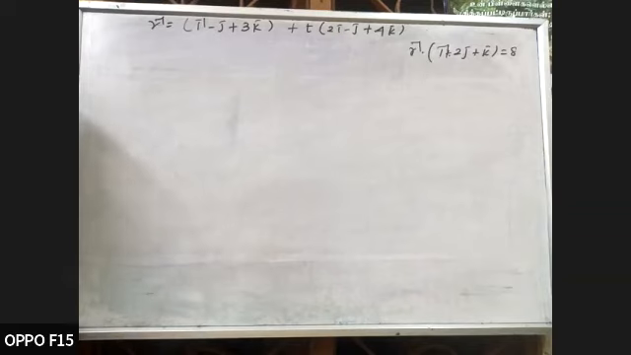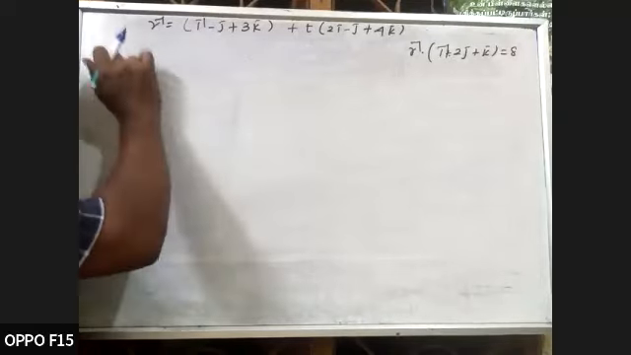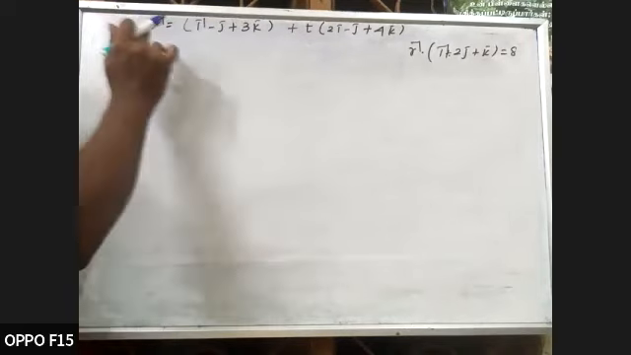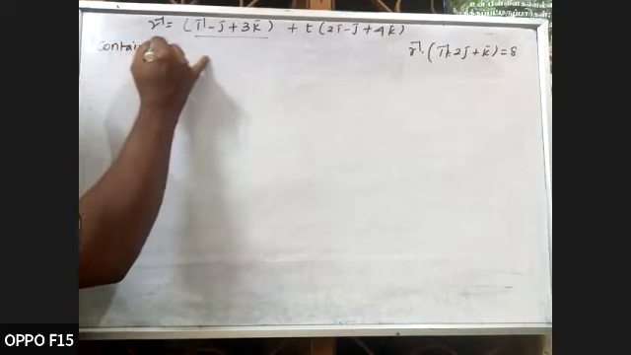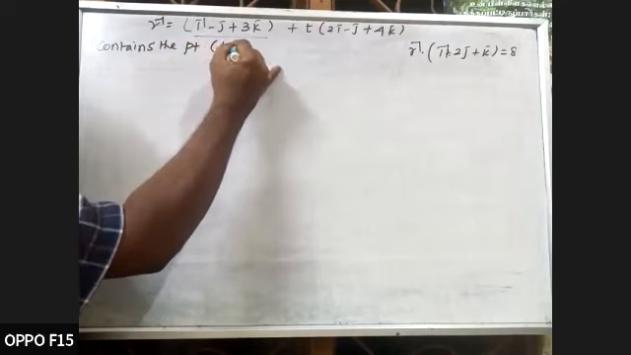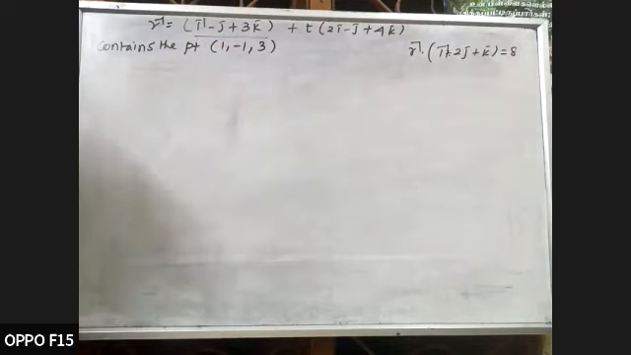So now we are going to find the vector and Cartesian equation of the plane containing the line r vector equals i vector minus j vector plus 3k vector plus t into 2i minus j plus 4k. Since this plane contains this line, it means this line is contained in the plane. It contains the point 1, minus 1, 3, and is parallel to the vector.